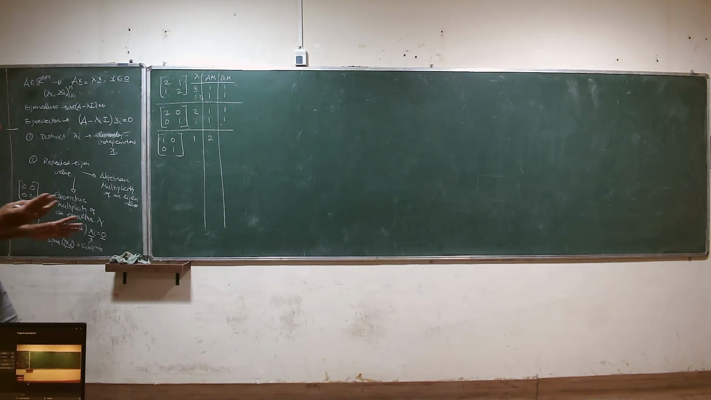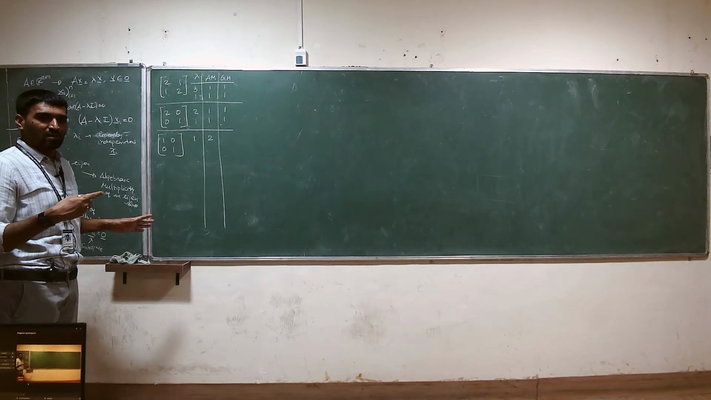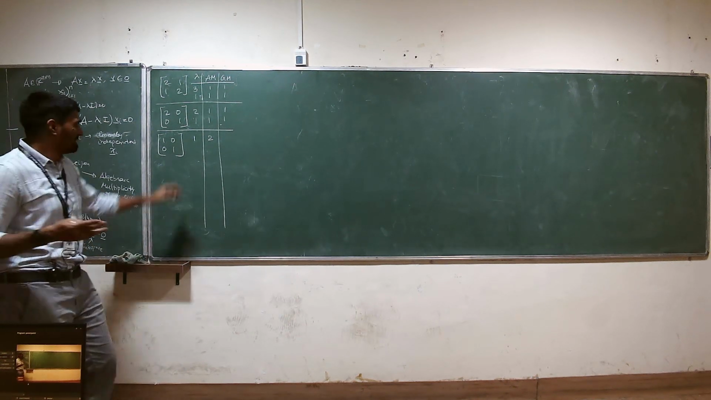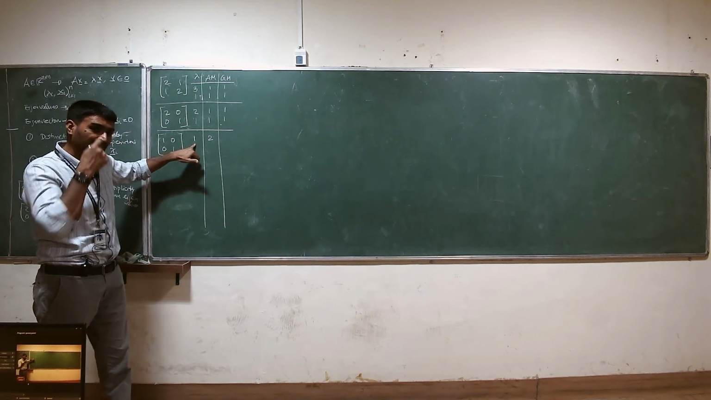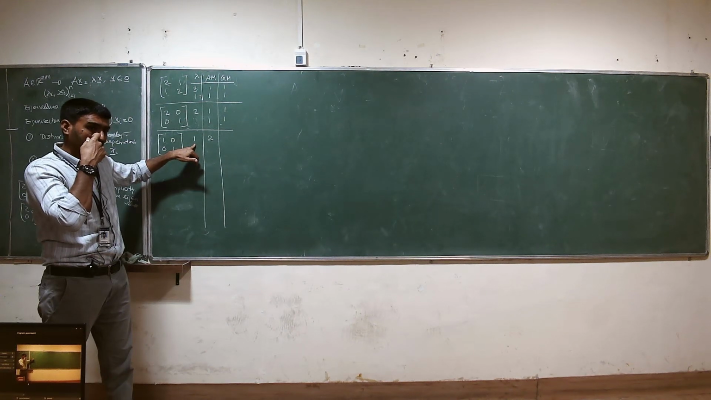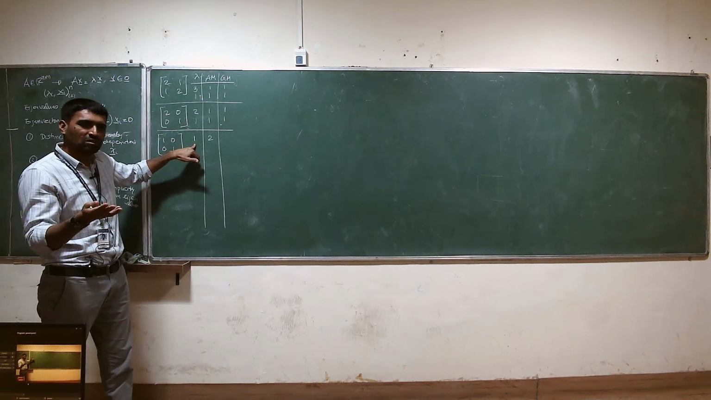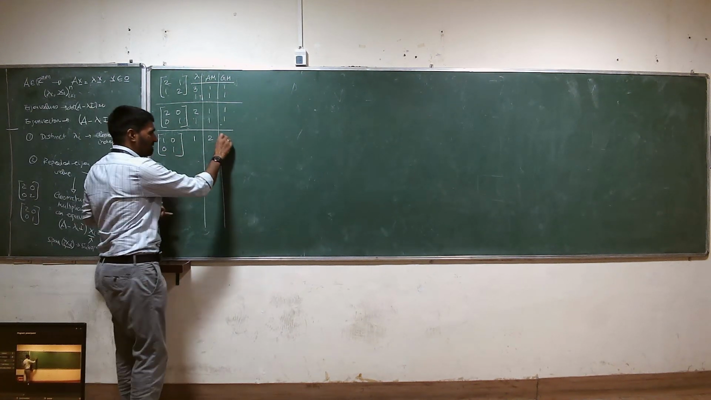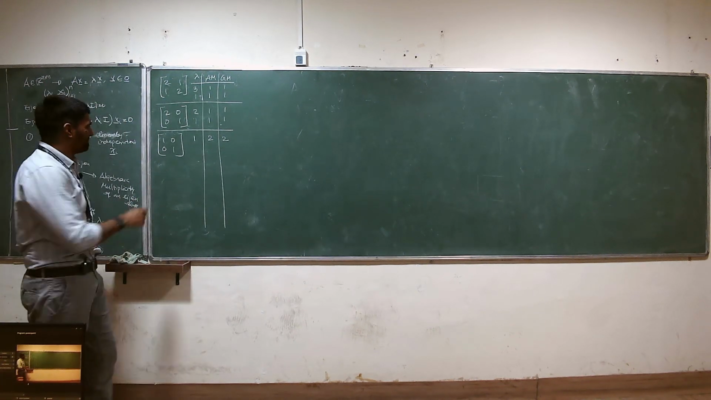X can be any vector from R2. So what is the dimension of this subspace, the eigenspace corresponding to the eigenvalue 1? It's R2. What is the dimension of R2? 2. Okay.